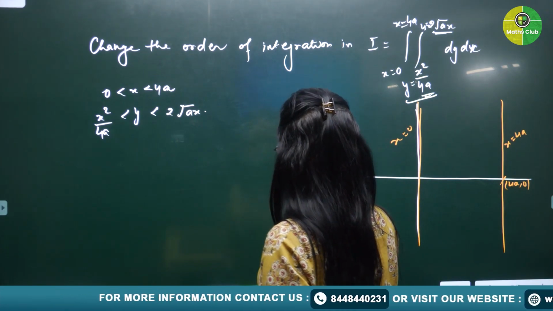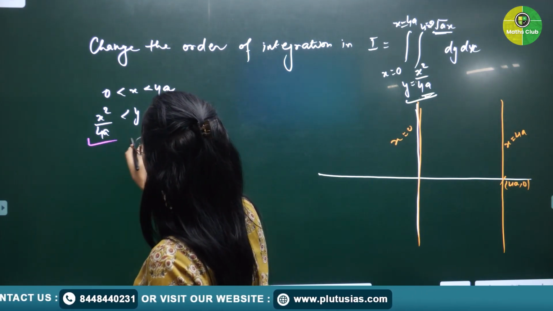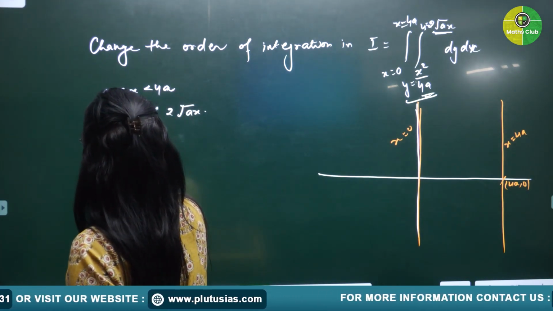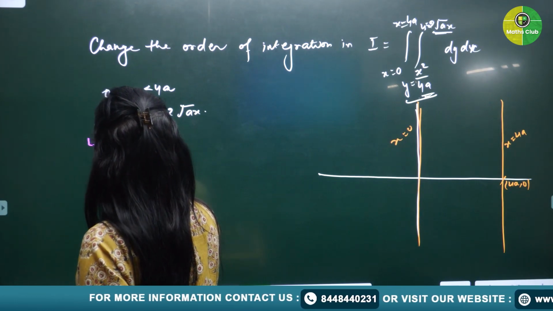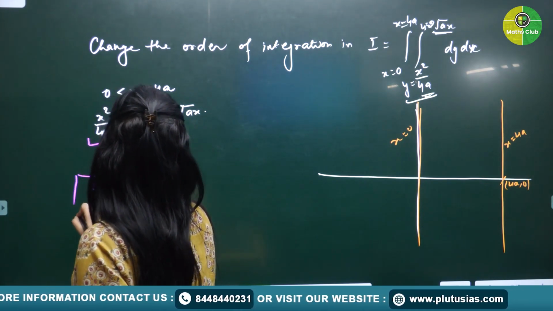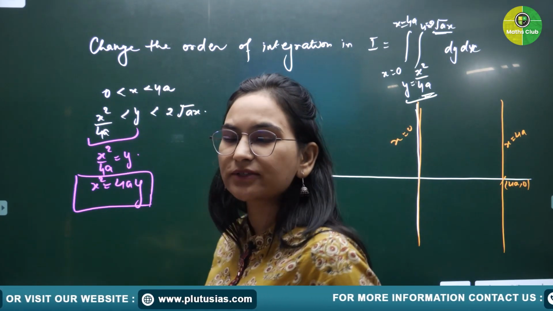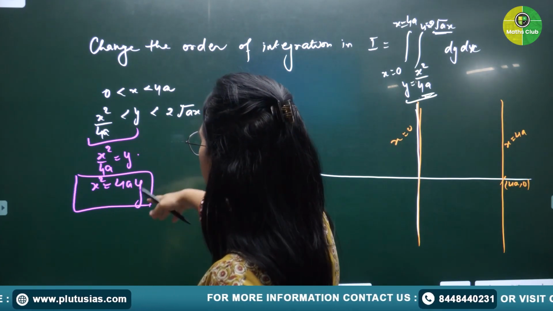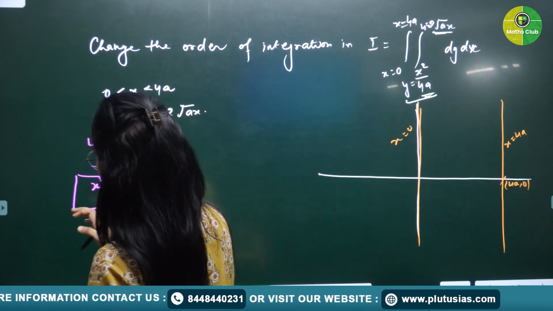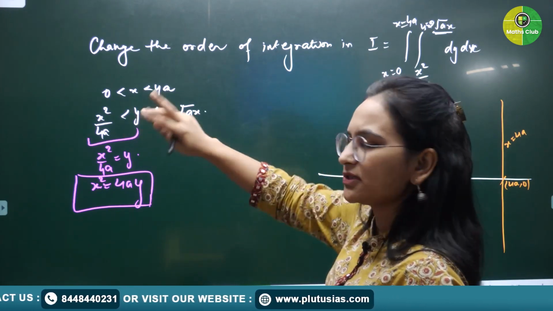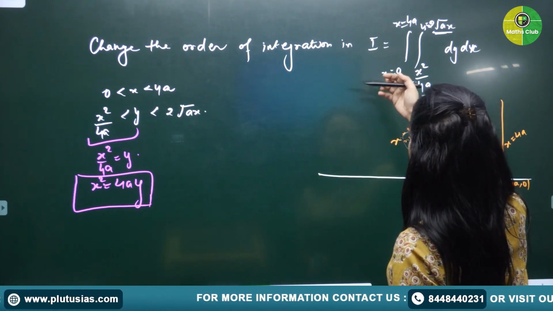Then you need to draw another line. First we will draw this one. What is this? X square by 4a is equal to y, that is x square is equal to 4ay. This is the standard equation of a parabola, right? And which parabola is this? This one is a vertical parabola, that is vertically upward. How would you find that out? Because the powers of x are even, it would be symmetric about the y-axis, and it passes through 0, 0. So our parabola is this one.